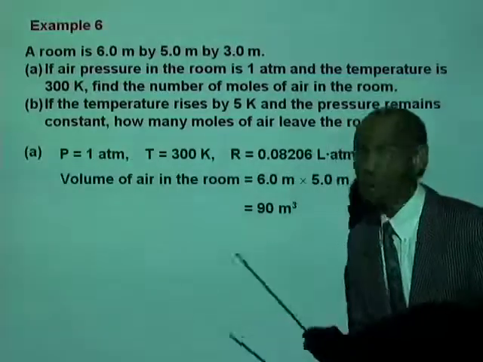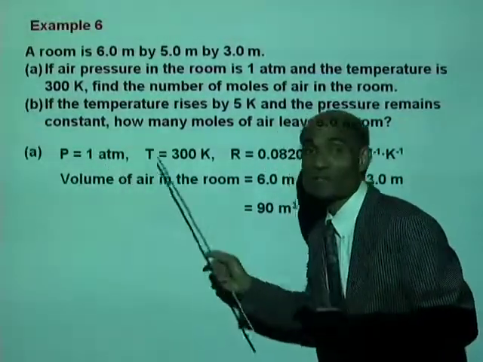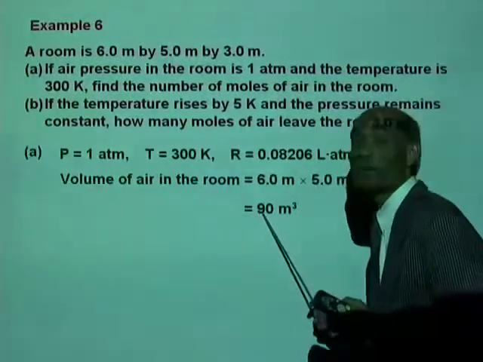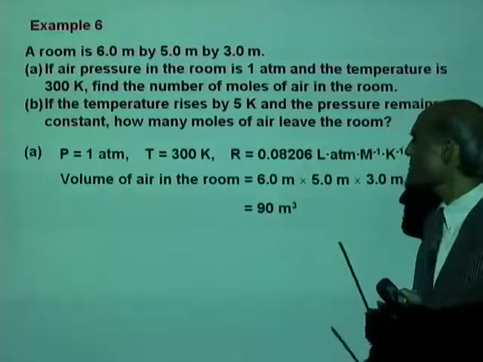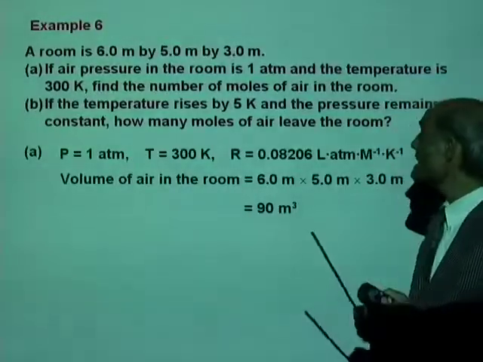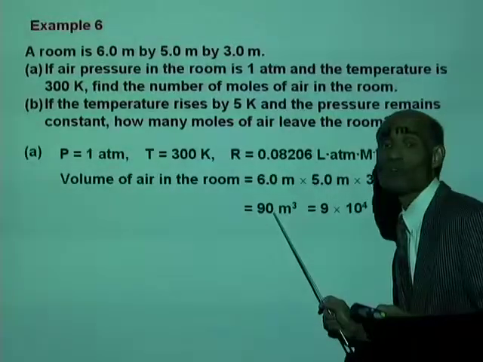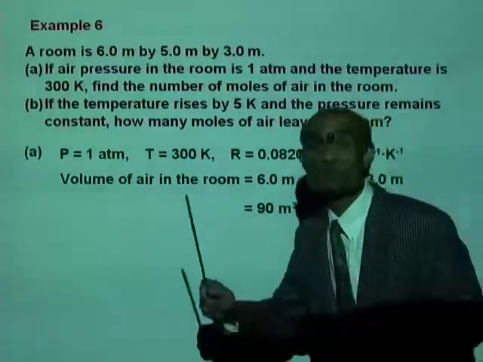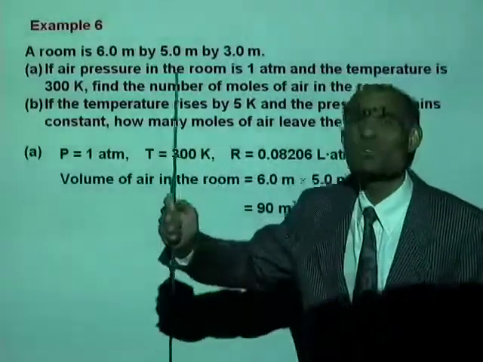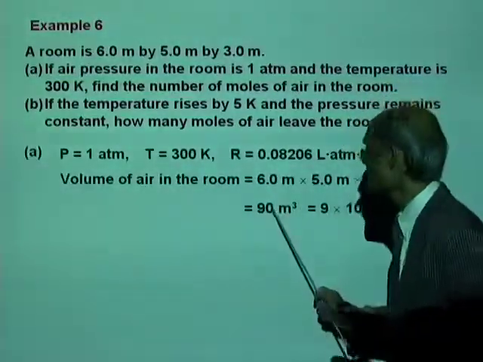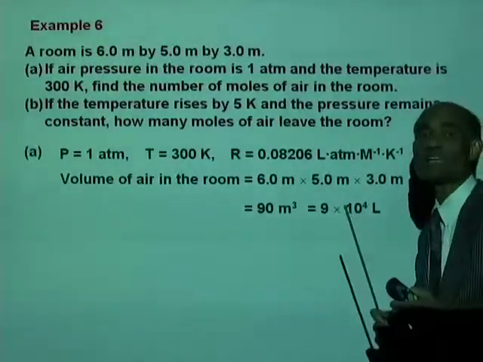There's a problem here. If you want to use pressure in atmosphere, then the volume must be in liters. If the volume is 90 meter cube, how many liters are there? In order to convert meter cube to liters, 1 meter cube contains 1,000 liters. So multiply this by 1,000. You get 9 times 10 to the 4 liters.